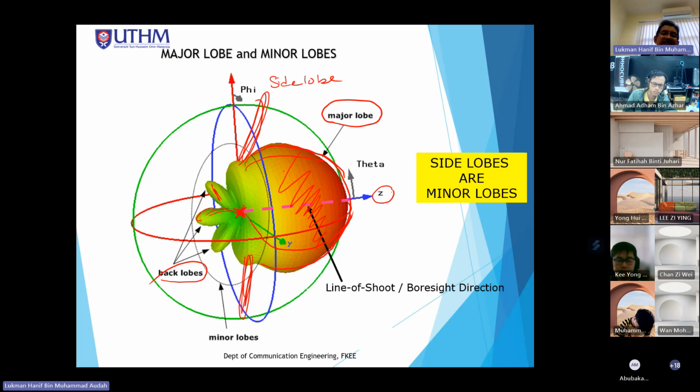In terms of strength, you can see the strength of the wave in terms of watt per area, for example. So this graph can also show the strength of the wave, for example, the power density.